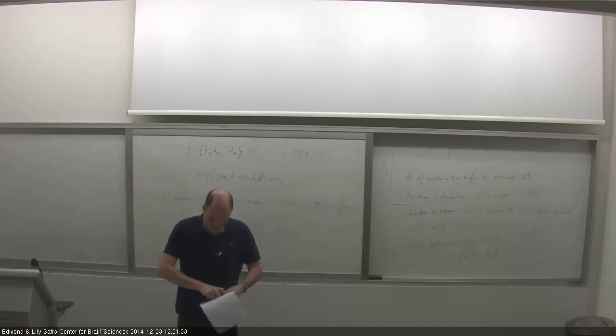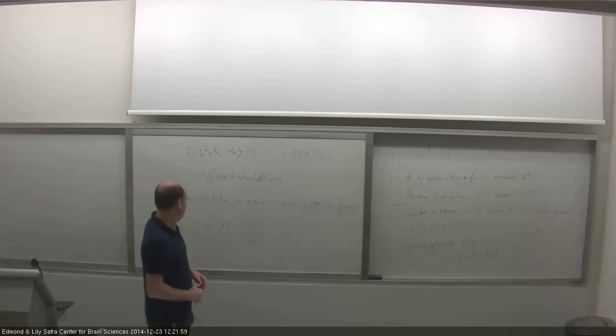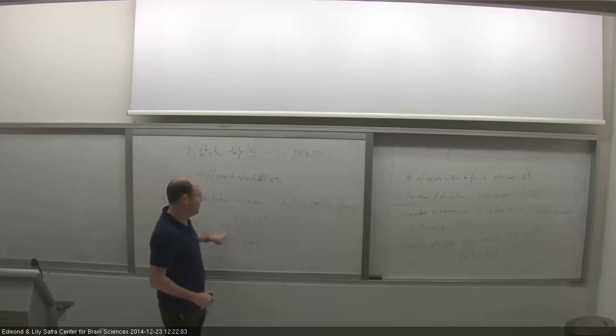It's f prime squared divided by f, which is also equal to delta t times lambda prime squared divided by lambda.